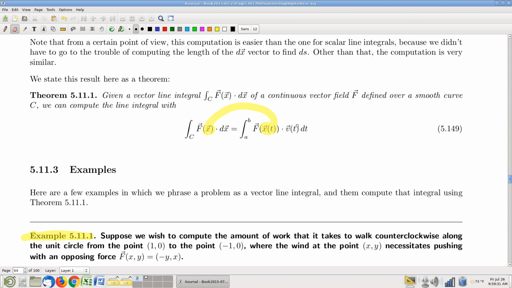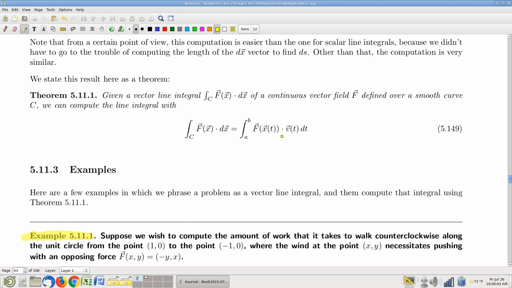Now, why do I claim this is easier than scalar line integrals? When you're doing scalar line integrals, you have to compute the speed. The speed is your stretching factor. The speed is the magnitude of the velocity. Magnitudes involve using square roots, and square roots are annoying. They make for hard integrals. Right? Here, no magnitude, no square roots.